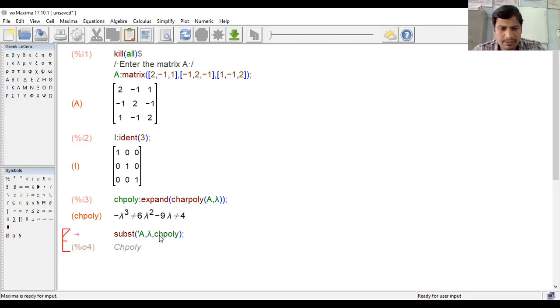Sorry, see here, suppose you take capital mean, this is wrong. Okay, see here, the lambda cube is there. I will replace lambda by A, that is A cube plus 6x square minus 9a plus 4. Okay, means replacing lambda by A, and next go to the equation, A equal to 0, we can write.